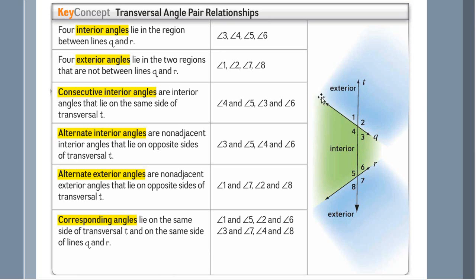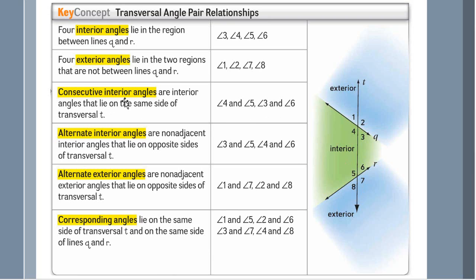Okay? And then vice versa, we got exterior angles, and those are the angles that lie on the outside of Q and R, on the outside of our two lines that are cut by the transversal, so in the blue areas. Okay, so exterior angles in this case would be 1 and 2 and 8 and 7, right? All right, so now we got a couple of different things.